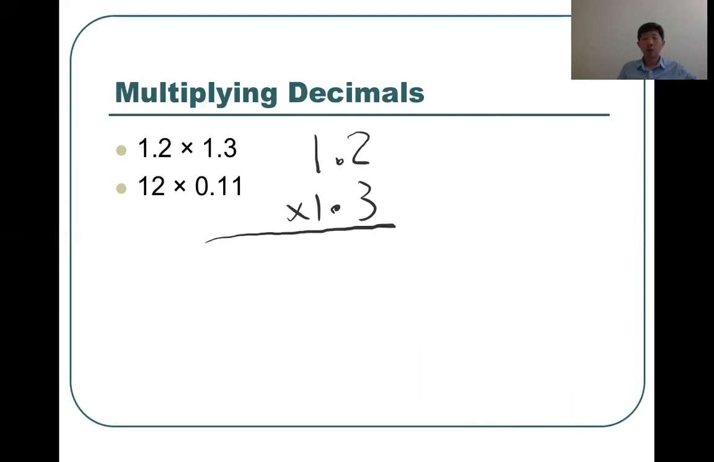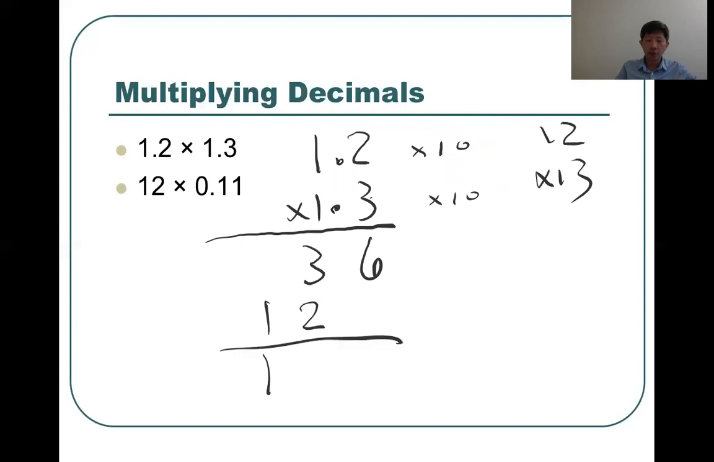All right. We say ignore the decimal point. That means here we times 10. Here we times 10. So that's why we take 12 times 13, right? And then 3 times 1 is equal to 3, 3 times 2 is equal to 6, and then here 3 plus 2 is 5 and 1, 156, right?